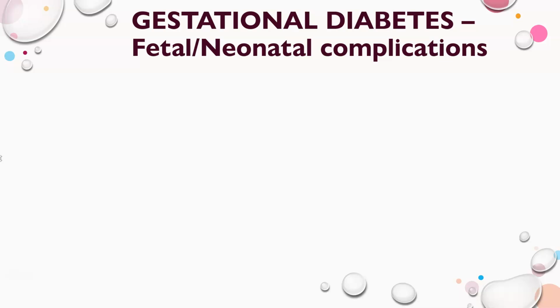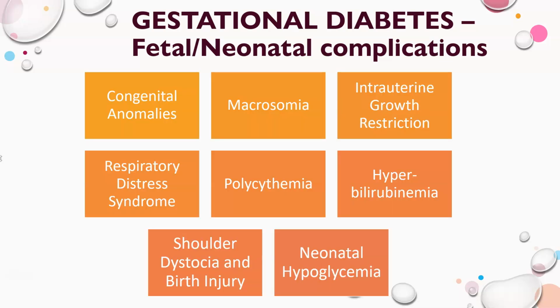In terms of problems of the newborn, again, this is because of the increased maternal plasma glucose levels. There may be more congenital anomalies, and so they may be at more risk for anomalies of the heart, central nervous system, and skeletal system as well.